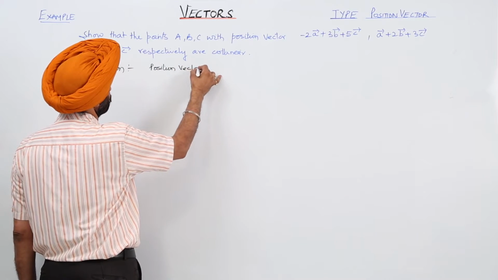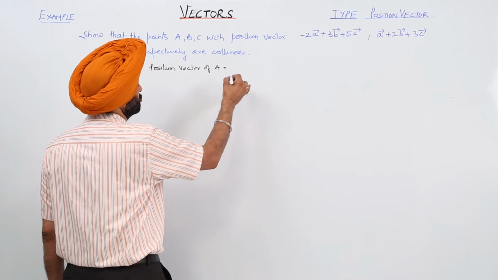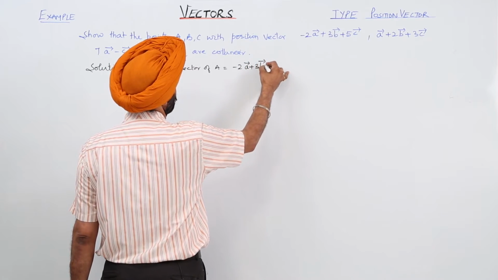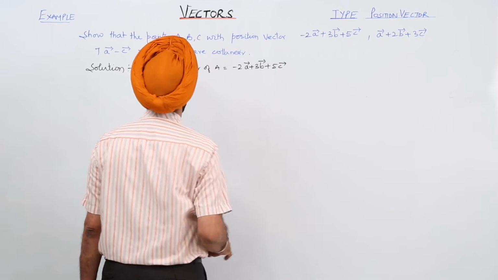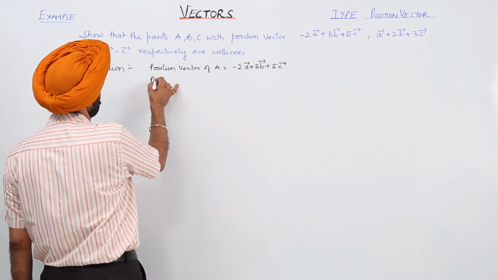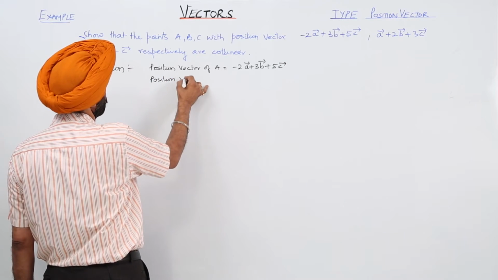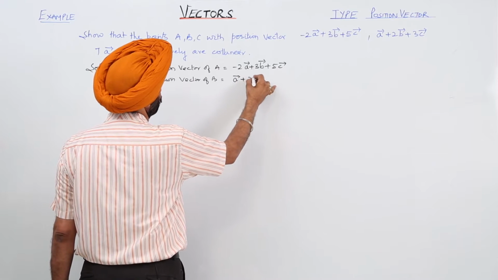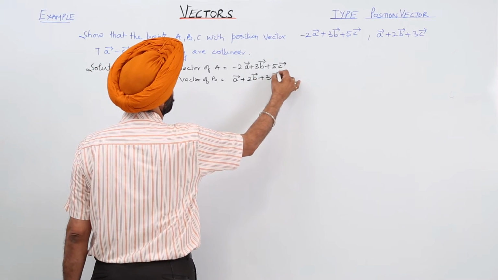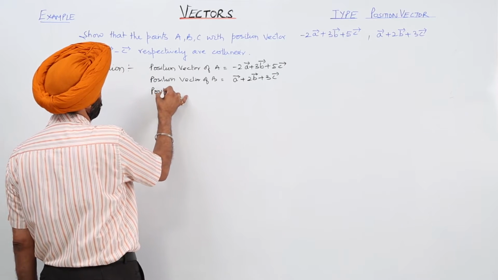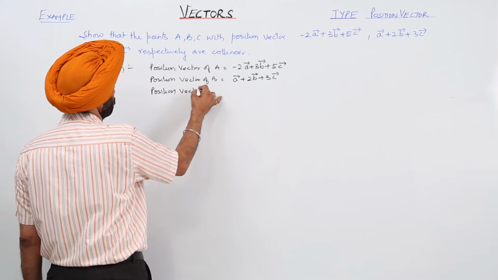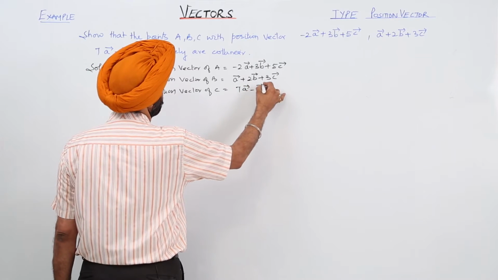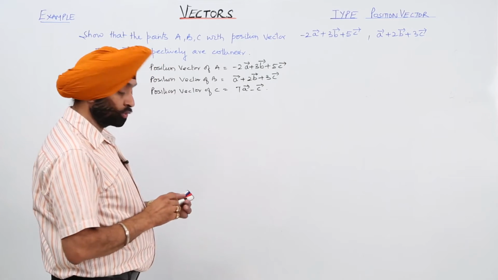Position vector of A is equal to -2 vector A plus 3 vector B plus 5 vector C. Position vector of B is equal to vector A plus twice of vector B plus thrice of vector C. Position vector of C is equal to 7 times vector A minus vector C. So these are the 3 position vectors given to us.